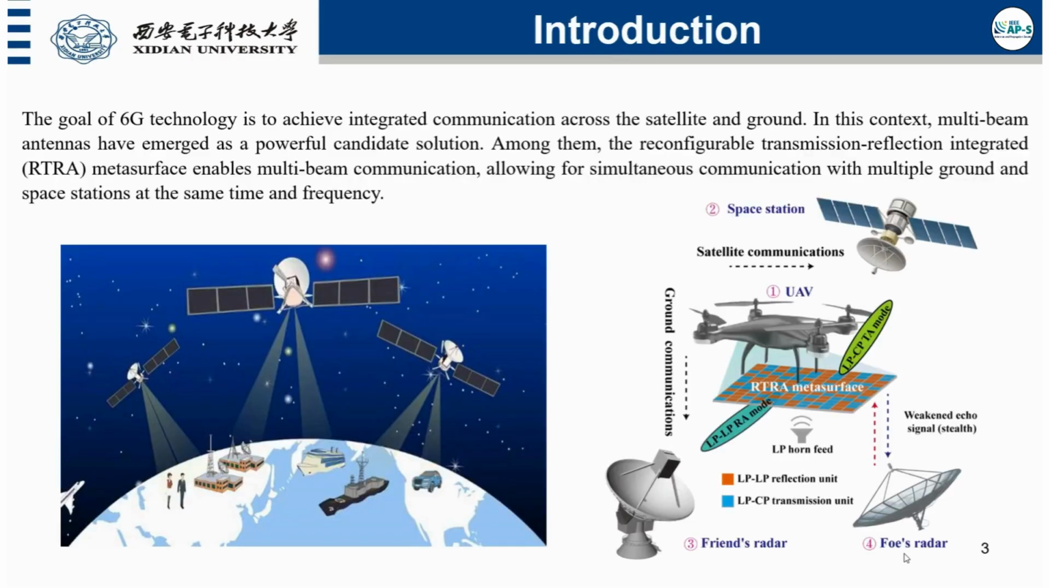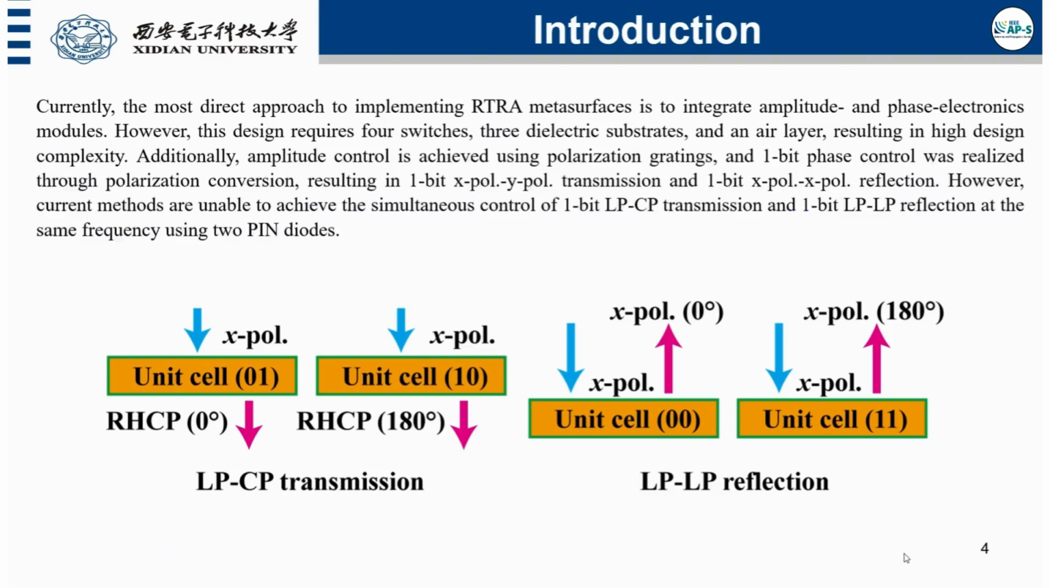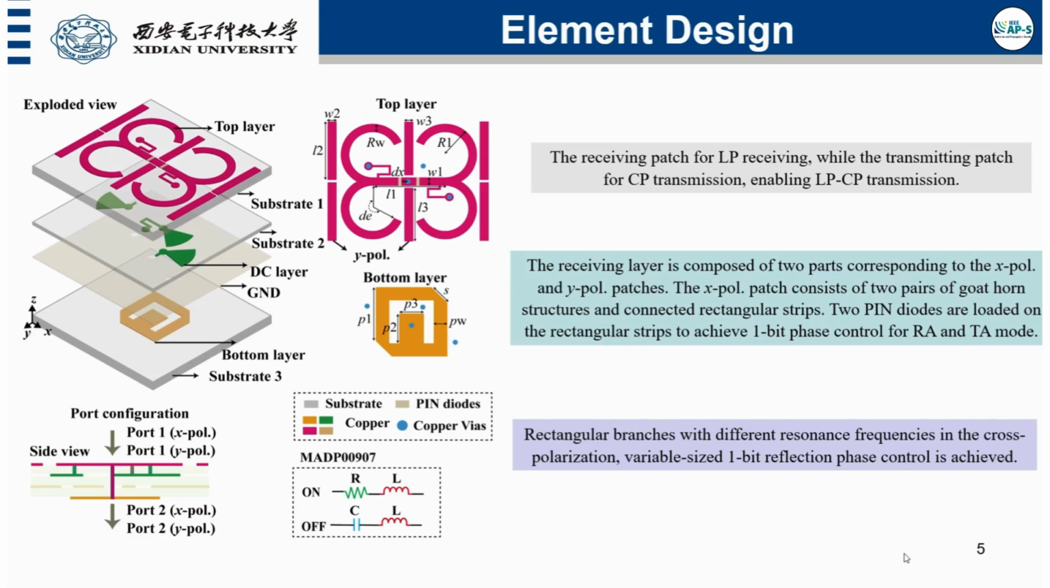The vision of 6G technology is to integrate satellite and ground communications seamlessly. To achieve this, we've turned to reconfigurable transmission reflection integrated metasurfaces, which enable multi-beam communication. A key requirement is the ability to switch between linearly polarized and circularly polarized beams for ground and satellite communications, respectively. Now, let's discuss the meta-atom design.